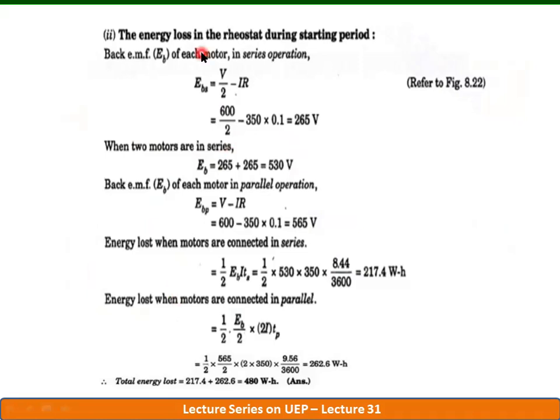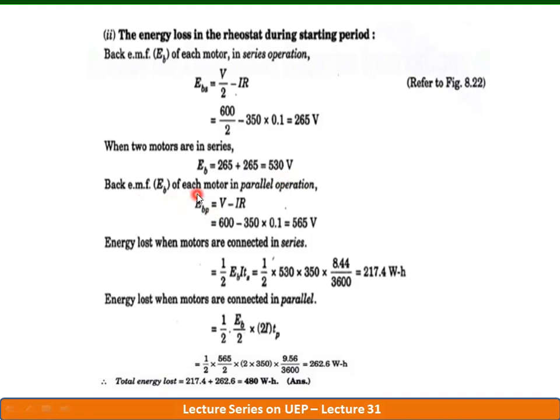First, we need to find the back EMF in order to calculate the energy loss. The back EMF of each motor in series operation is EB equal to V by 2 minus IR. So here we got 265 volts. When two motors are in series, the back EMF is 265 plus 265, so that is 530 volts.